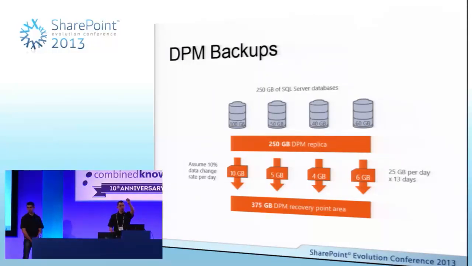So our replica, the area where we've got our replica in, is 250. Recovery point area is going to be 375 for 14 days worth of backups, basically. 625 in total, okay? So we're just over half of what we would be doing if we were doing a SQL set of full backups. If we were to say 5%, so that's changed to 5% now, we'd be doing 12.5 gig a day of data change, which is probably a lot more realistic for a production farm. Numbers are going to vary, obviously. And that pushes that number down to 418 gig.